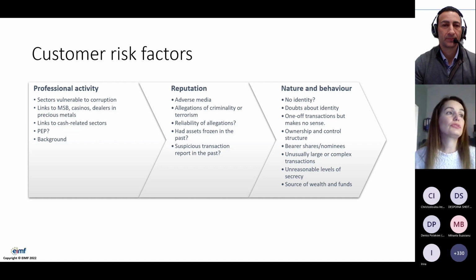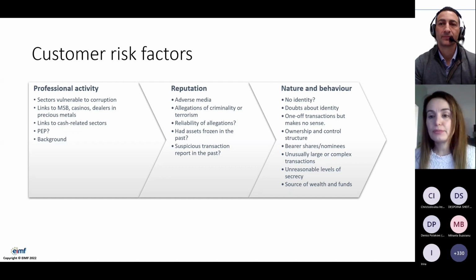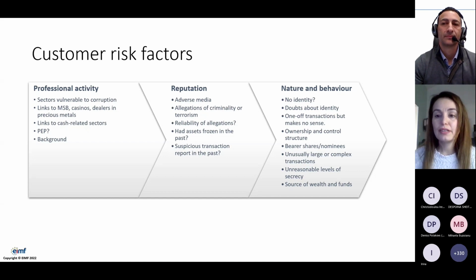Something else that's really important is nature and behavior. Why doesn't the customer have an identity? Is he maybe an asylum seeker, or maybe he's someone who is trying to open an account anonymously? Any of these circumstances need to be taken into consideration in our risk assessment.